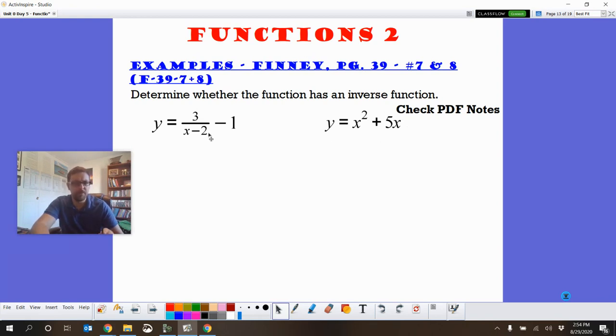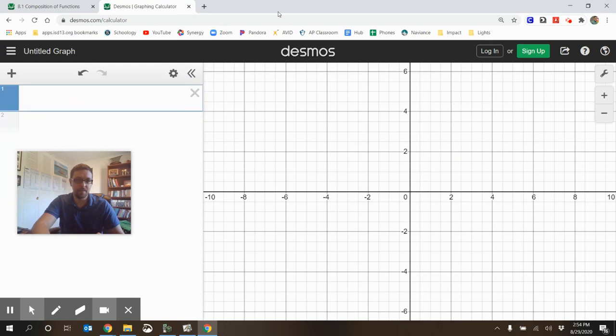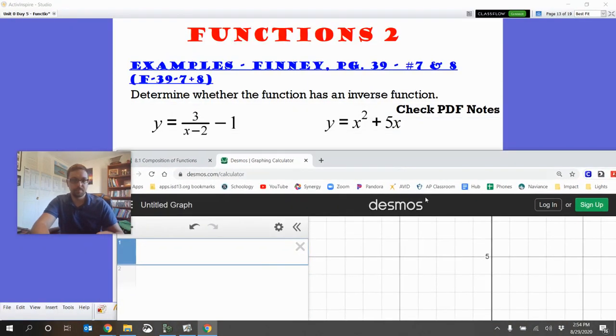So I want to figure out if this function has an inverse. Now, there's a couple ways I can do it. The easiest way is to graph the thing. If not, I would try to solve for y. I would do the swap and make sure nothing funny happened. But the easiest way is to be able to graph it. And we're all about being easy and fast for calculus.